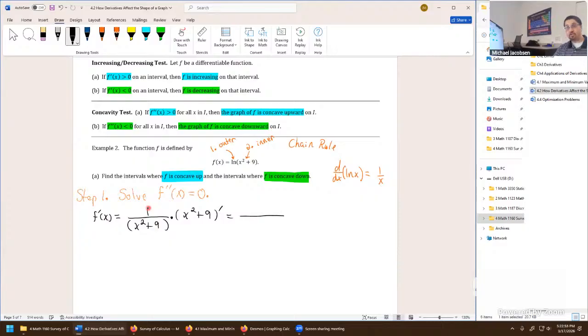So f prime at x comes out as, I'll copy the denominator. x squared plus 9 goes into the bottom. Then we differentiate x squared plus 9, throw it into the top as 2x. And we're halfway to the second derivative f double prime. Next thing we need to do is differentiate it again. So next order derivative. Any questions to this step, however?